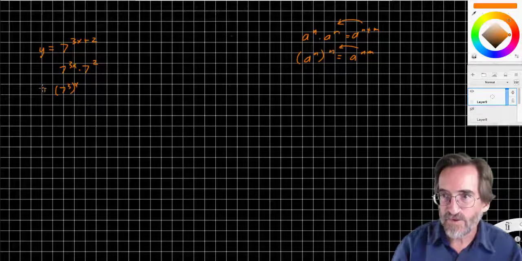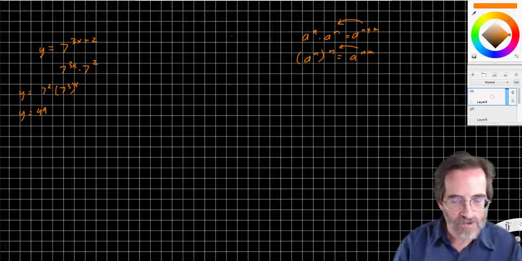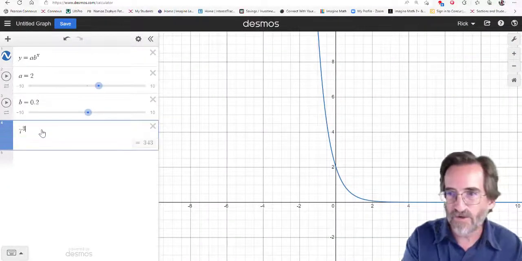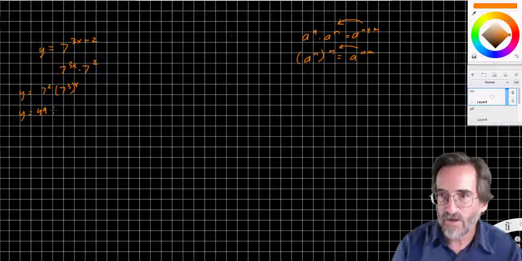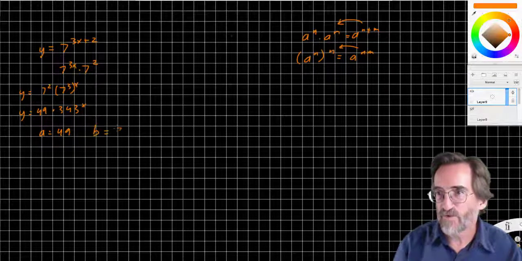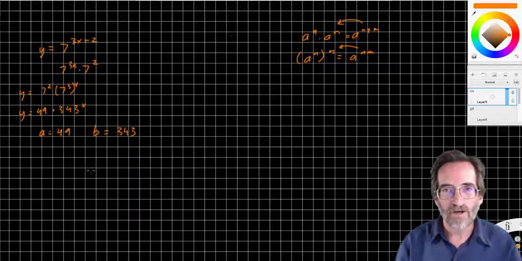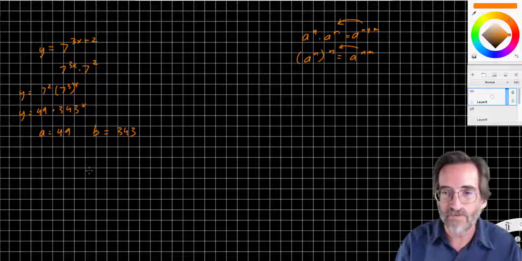Okay, and let's put the 7 squared in front, and we get y equals 49 times 7 to the 3rd, who knows what that is. I don't have that in my head, so I'm going to use a calculator. 7 to the 3rd, 343. So times 343, and lo and behold, there's our value of a, 49, and our value of b, 343. So using these rules of exponents, you can convert all kinds of things into exponential form if they truly are an exponential function.